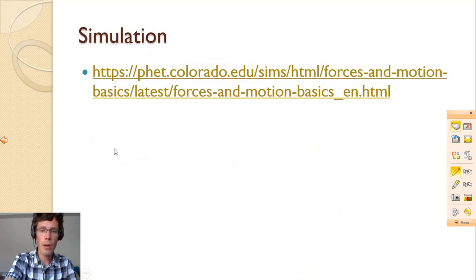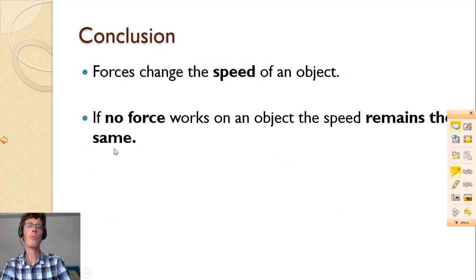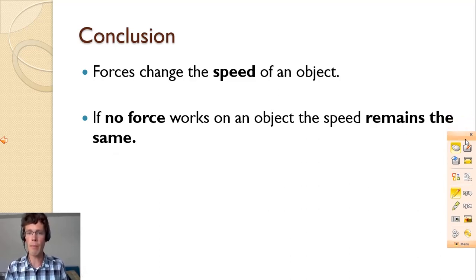So, our conclusions. Forces change the speed of an object. If there is no force working on an object, then the speed remains the same. And it doesn't matter if there's no force because nobody's pushing, or if there's no force because the forces that are working are cancelling each other out. As long as there's no force, the speed of an object will remain what it is, the same.